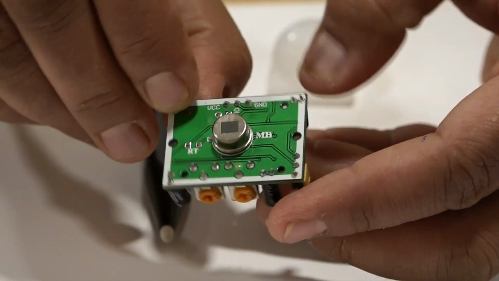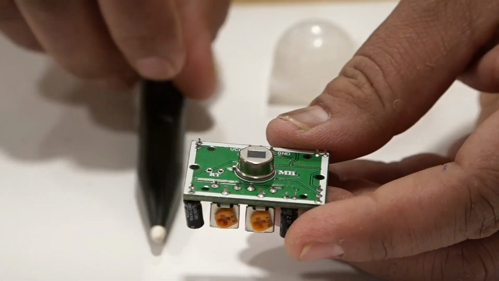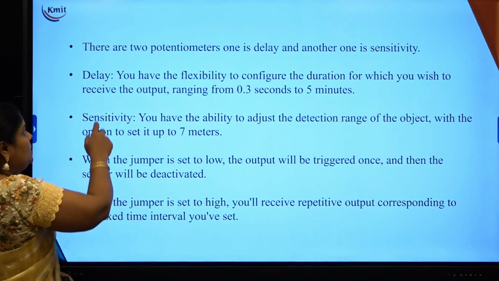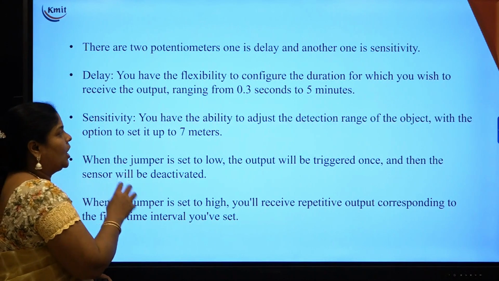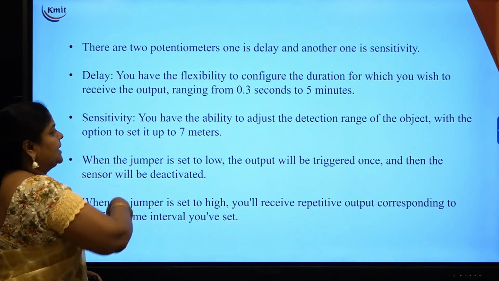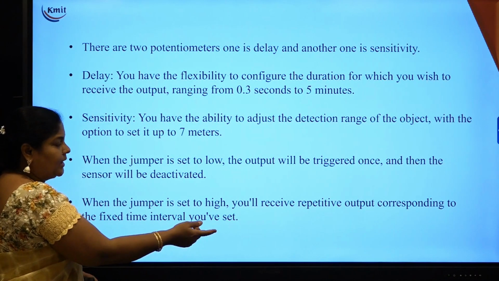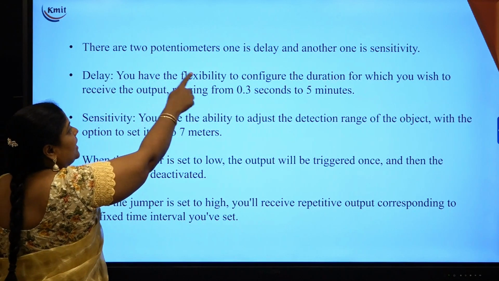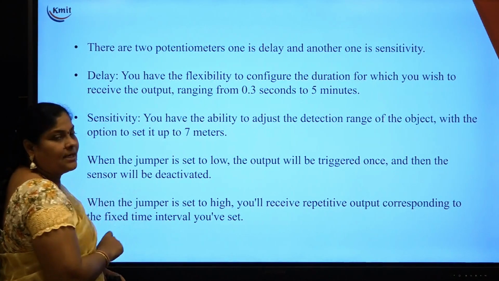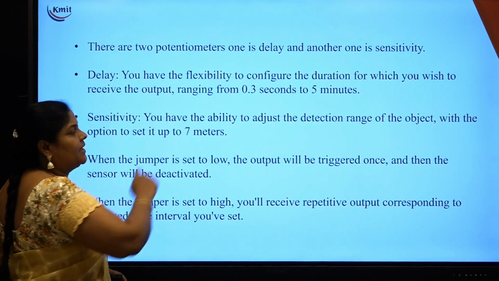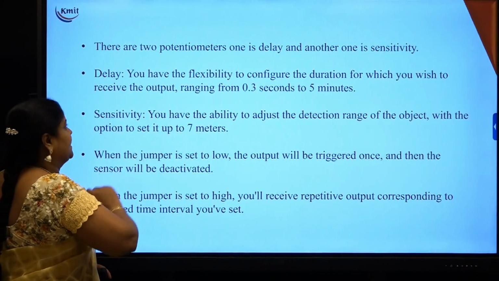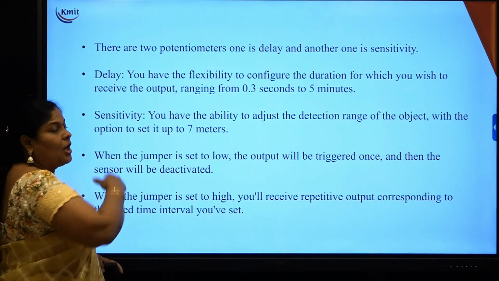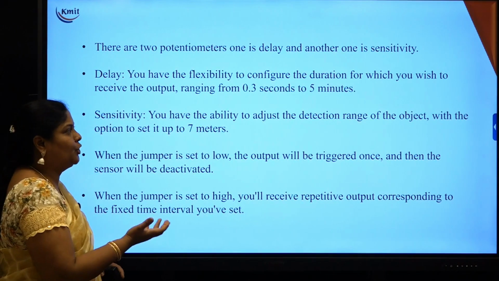If you are making first 2, this is the low, the jumper is set as low. So this is the PIR sensor, and the detailed explanation is there in the PPT. Here is how it works, as shown in this slide. Whatever I told in the previous slide, same thing here. There are 2 potentiometers. One represents delay time and one represents the sensitivity.